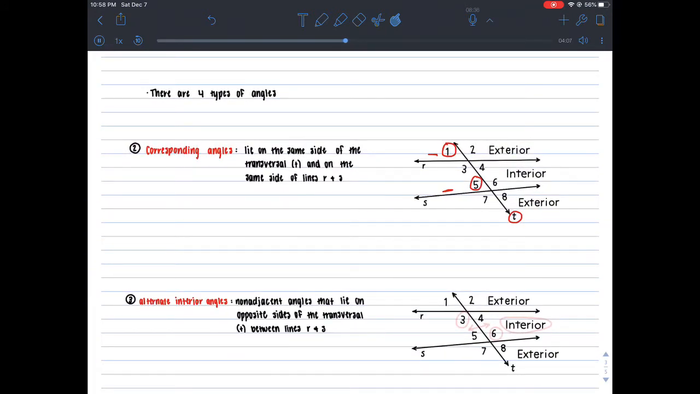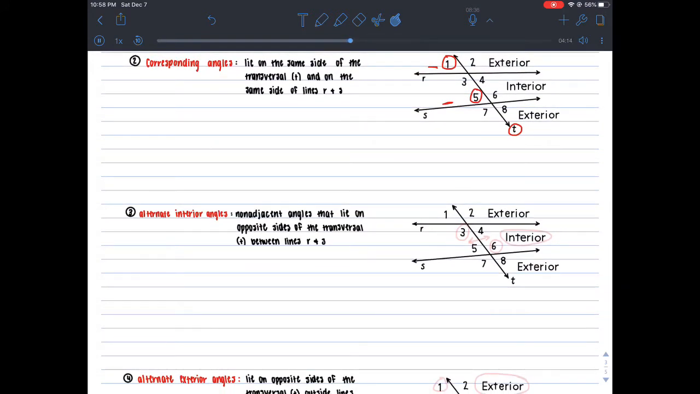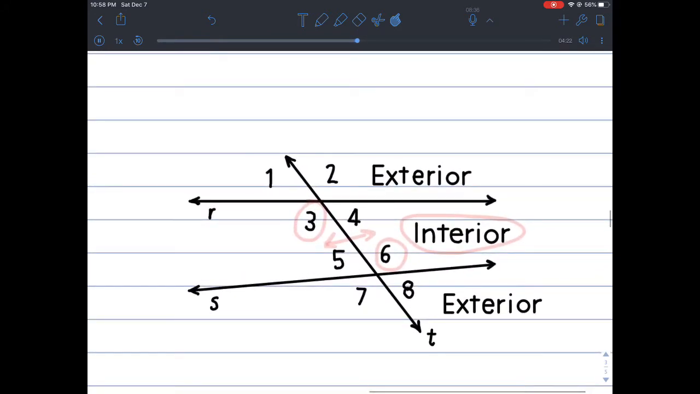Next, we have alternate interior angles. These are non-adjacent angles that lie on opposite sides of the transversal represented by T and between lines R and S. On the diagram, alternate interior angles are going to be angle 3 and angle 6. They lie on opposite sides of the transversal, but they lie on the inside of both lines R and S.